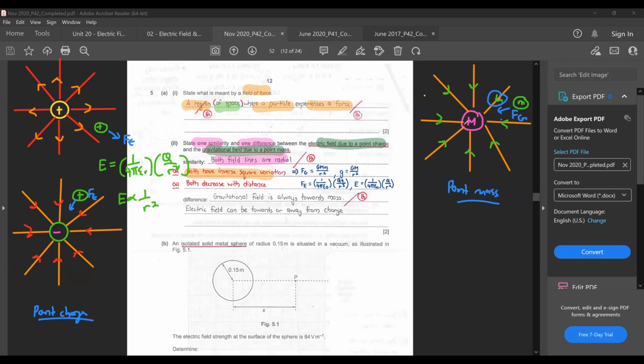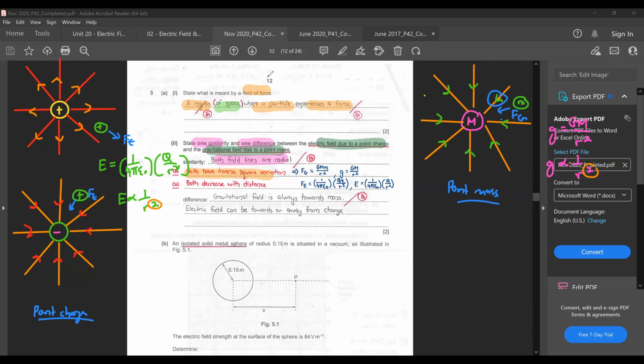Whereas for a point mass, the gravitational field strength is g equals GM over r squared. Again, if everything else remains constant, g is inversely proportional to r squared. So you could say that your field strength or the field itself has an inverse square variation. Inverse because you see it's 1 over something. Square because there's a square term. They have inverse square variation.